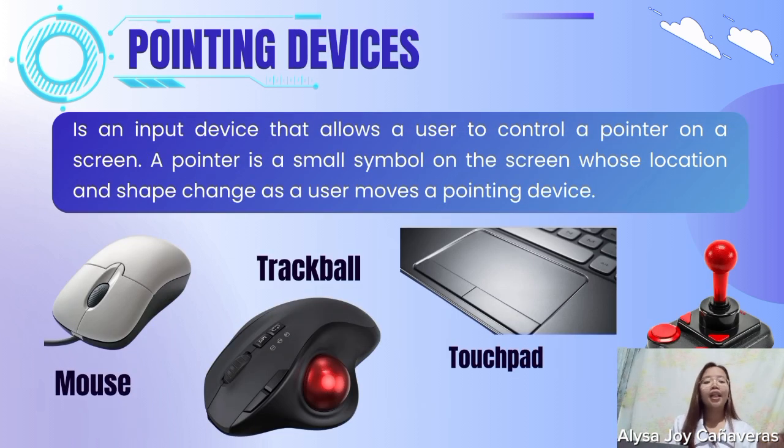And the last input device is the pointing device. A pointing device is an input device that allows a user to control a pointer on a screen. A pointer is a small symbol on the screen whose location and shape change as a user moves a pointing device. Having a pointing device became much easier for controlling the screen or choosing locations on the screen when using a computer. The most commonly used type of pointing device is the mouse.